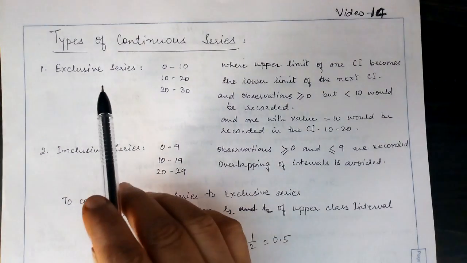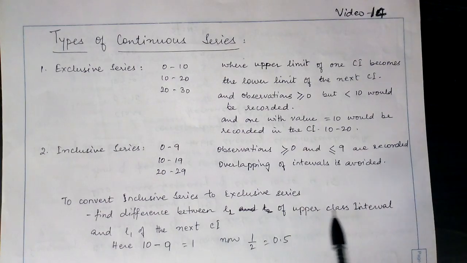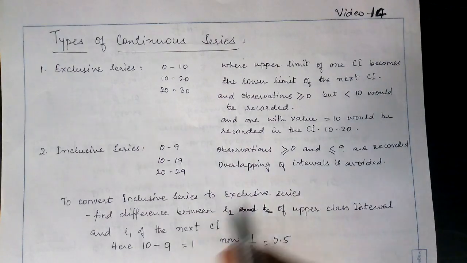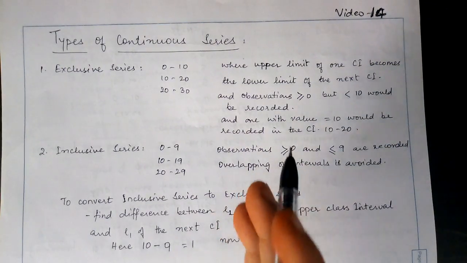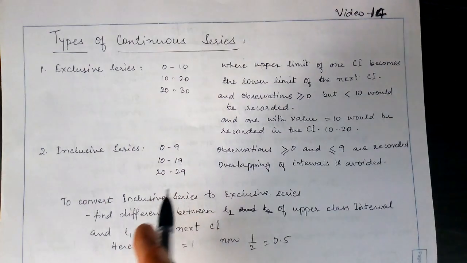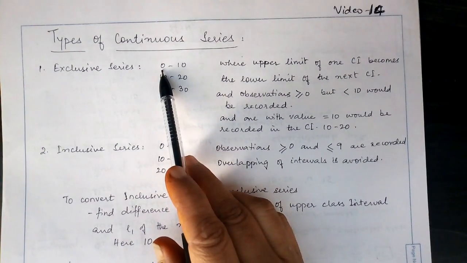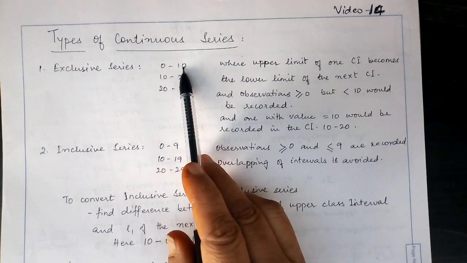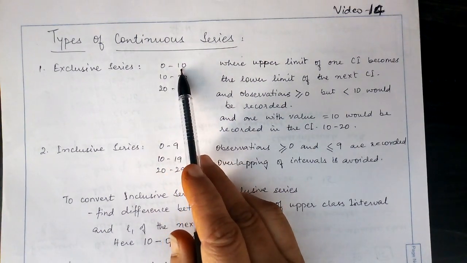The first one that we are going to learn is called the exclusive series. Exclusive does not mean something special. Exclusive means something that is excluded. Excluded means we are not going to include that observation. So here we have two limits. A class interval has two limits, the lower limit and the upper limit.